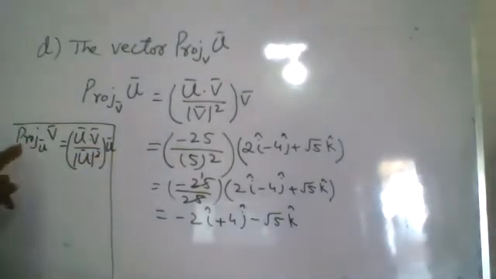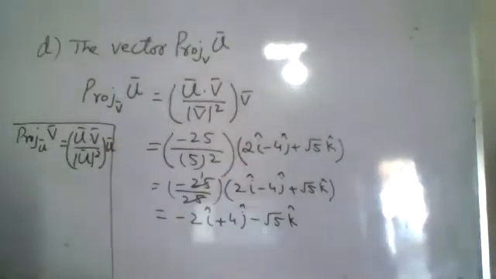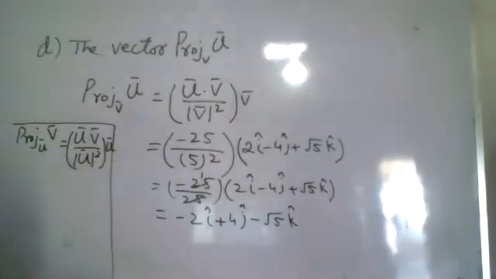So this is the difference between projection of V onto U and projection of U onto V. We have to divide by V squared and multiply the vector V. If it is the projection onto U, we will take U upon U squared into U. So this is the difference between the projection of U onto V and the projection of V onto U.